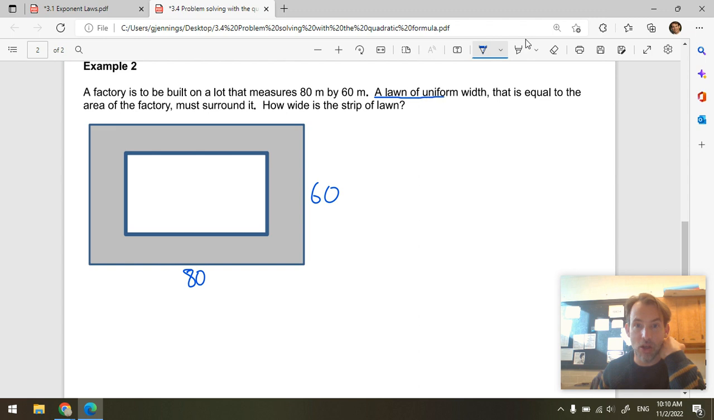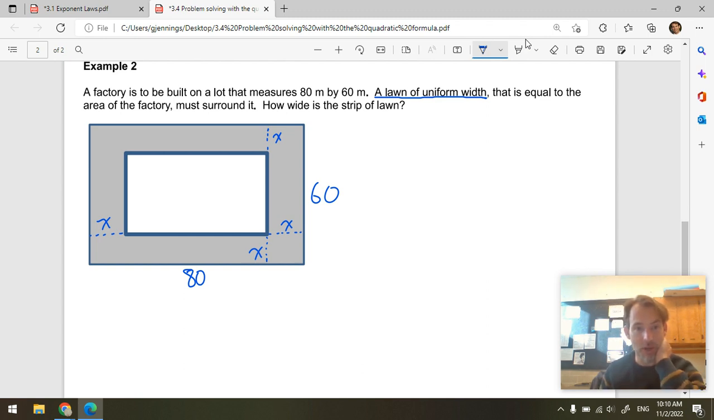The question implies that the lawn is uniformly wide. That means if the lawn is x wide in that direction, it has to also be x wide in that direction. So let's add some more x's. We'll see that this would also be x, and this would also be x. Now let's find the dimensions of the factory based on these measurements.